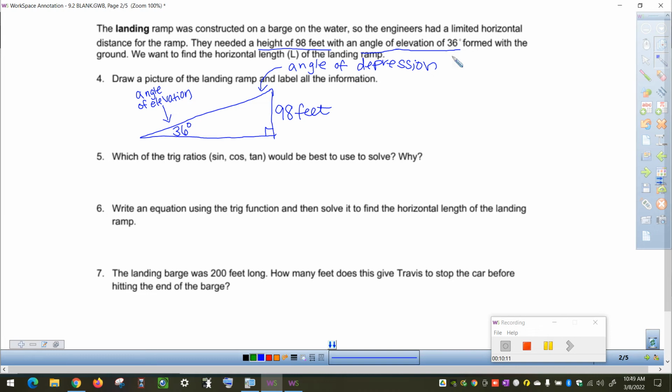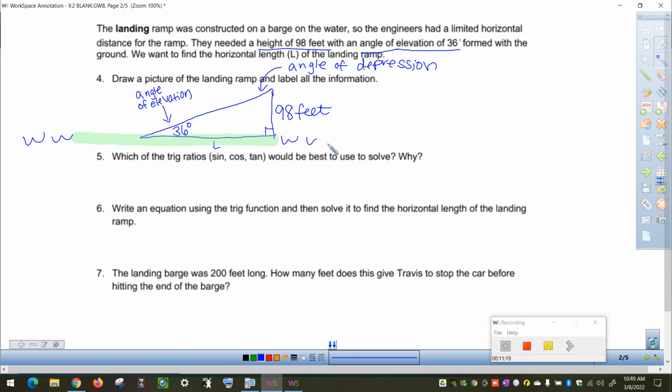Okay, let's label the part that we're looking for. This time we want to know the horizontal length of the landing ramp. I'm just going to use the capital L that they have up there in the problem, because it's sitting on top of this horizontal barge. I'm going to attempt to show that in a different color. Let's say that this green represents the length of the barge that it's sitting on, and there's actually water on both sides.